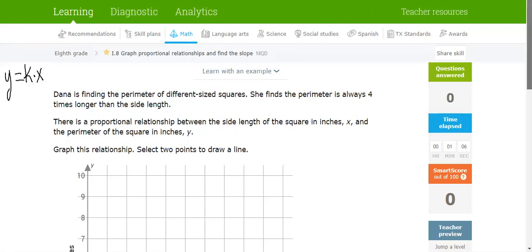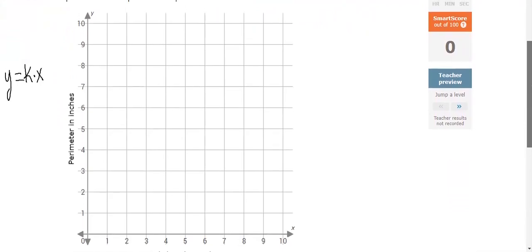And the second thing that we need to remember is the graph of proportional relationships. First of all, the graph will always pass through the origin, which is 0, 0. It's also the center of the coordinate plane. So the graph will always pass through the origin, and it's going to be a straight line. So all these graphs are proportional graphs.